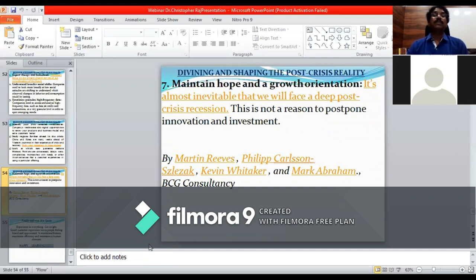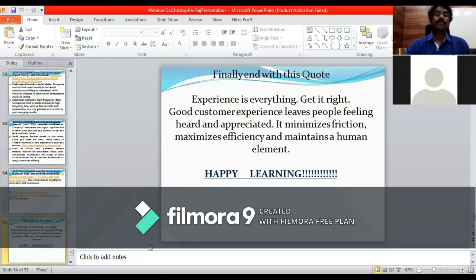Maintain hope and growth opportunities. It's almost inevitable that we will face a deeper post-crisis recession. This is not a reason to postpone innovations and investments.